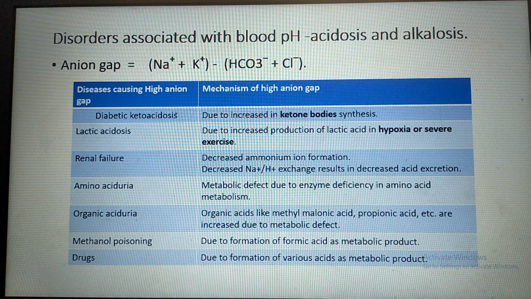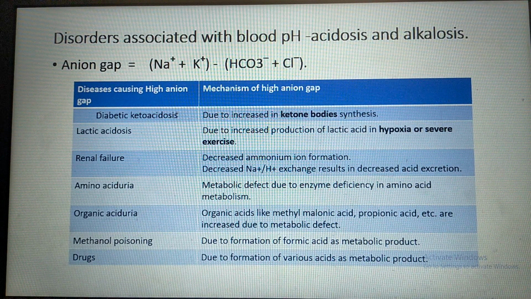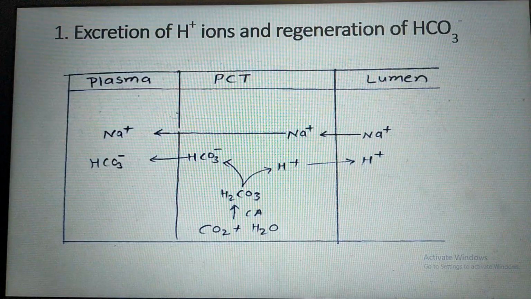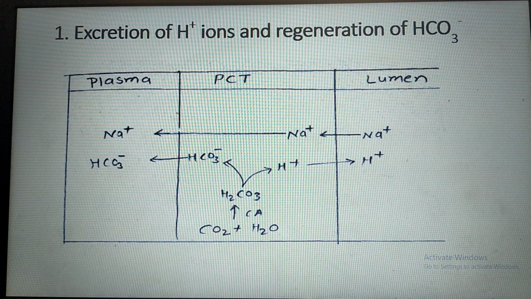Next cause is renal failure. In renal failure, the main effect is decrease in ammonium ion formation, and there is decrease in sodium hydrogen exchange which occurs in PCT, that we have studied in our previous lecture. See here what is happening. H plus ions are excreted in exchange with sodium ion. In renal failure, this mechanism is disturbed.